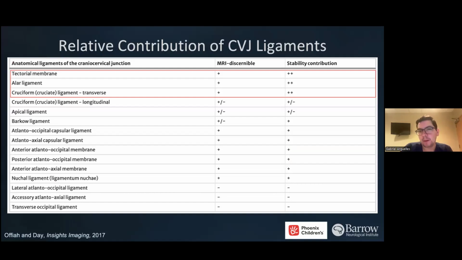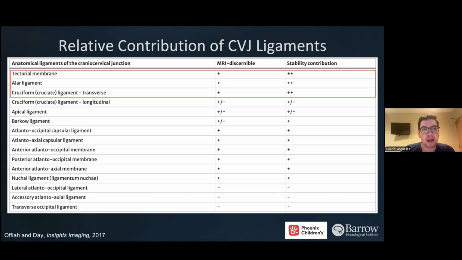This is a nice summary table from one paper that ranks these membranes and ligaments as far as their contribution to stability. None of this is clear cut, obviously. This is just to give us a qualitative understanding of what might be the more important things to look for when kids have injuries to these levels and what that might mean for what we need to do for treatment.